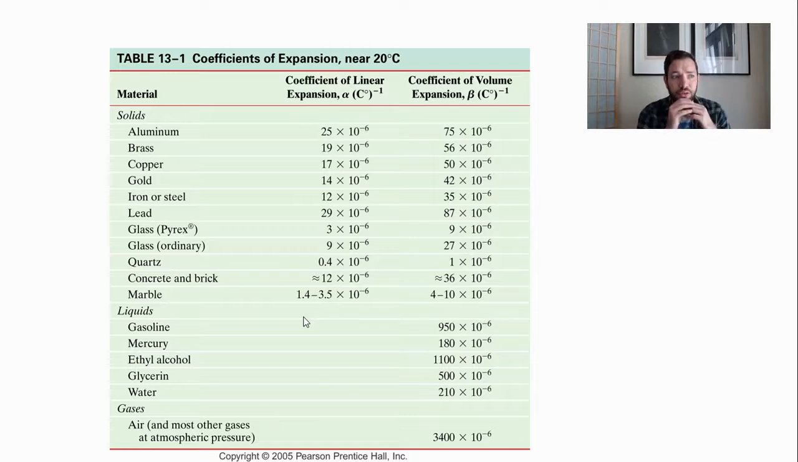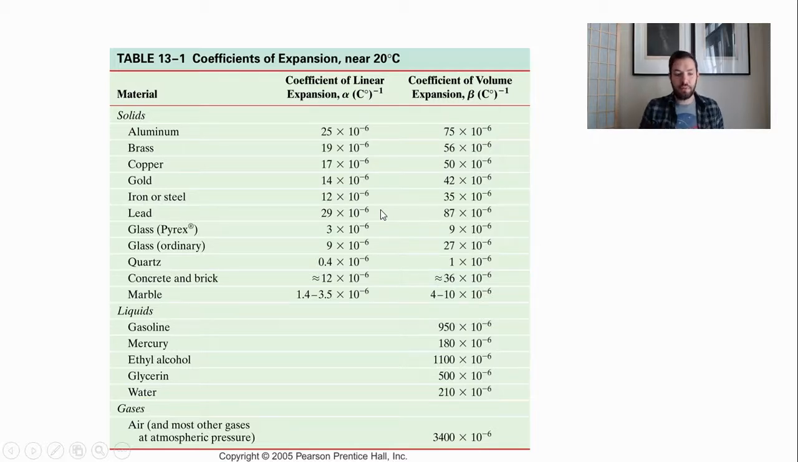Keep in mind, you can also see here that things will expand linearly, things can also expand volumetrically, but we'll talk about that later. The main thing I want you to get from this is that the coefficient of expansion for glass, quartz, concrete, marble is much lower than the coefficient of expansion for metal.